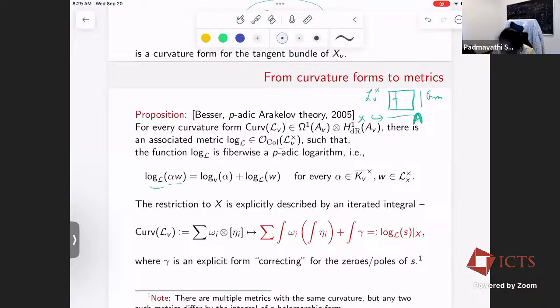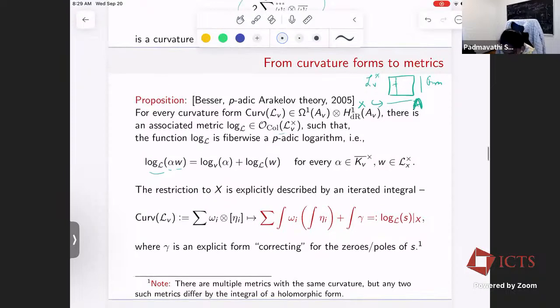We care about describing these local functions when they're restricted to the curve, when they're restricted to the p-adic points on the curve, and you have a very explicit formula that you can read off basically from the curvature form for this line bundle, right? So if the curvature form has the shape omega I tensor eta I, and you want to evaluate this log function as a function on the total space of a line bundle, but you want to pull back to the base of the curve and interpret them as functions of the abelian variety.